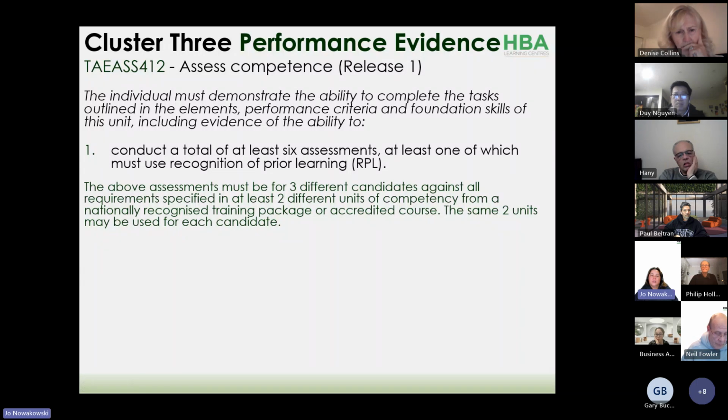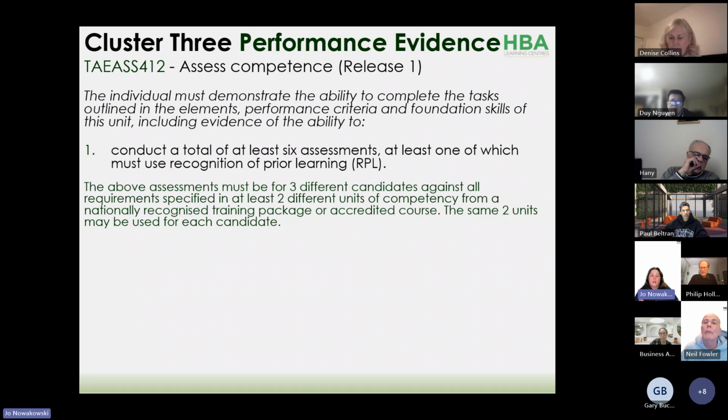Too many words, isn't it? It gets confusing. So what is it trying to say? Conduct a total of 6 assessments, right? So you're going to assess 6 different assessment tools. At least one must use recognition of prior learning. When we go through the task, you're going to see that there are 2 RPL assessment tools that you're going to conduct, and both of the assessment tools will be for Bill McGuinness.